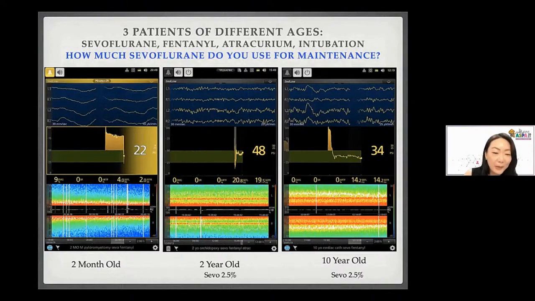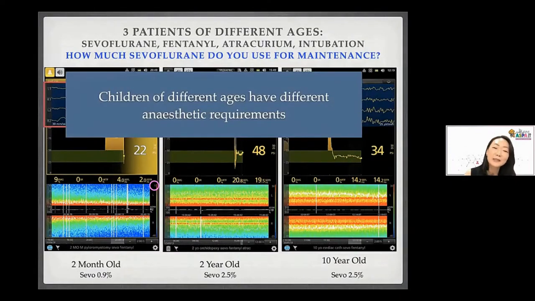And this is the spectrogram of the 2-month-old. You can see it's really a lot more blues and greens here. The scale, we already turned it down very low, but despite that, you can see that the power of the brain for this 2-month-old is much lower. And the sevoflurane at this point was actually only 0.9%. And you can see there are only slow delta oscillations here. So what I'm trying to show you is that children of different ages have different anesthetic requirements. It's not that everybody needs the same thing.